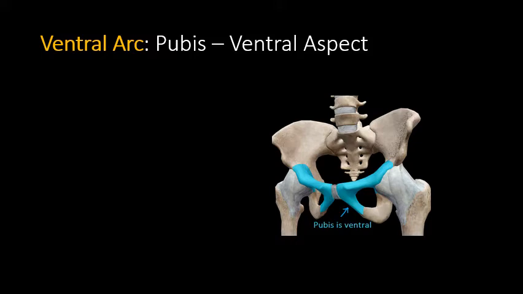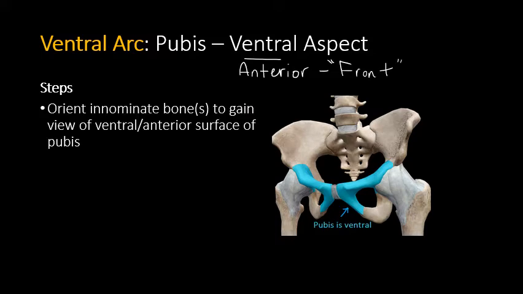And the ventral aspect, and again, ventral, it's also another word for anterior, or in common language, front. So we're looking at the front of the pelvic girdle. We're looking at the front here of the innominate bone. So the steps, okay? So some of the things that we want to do, and again, come back to this if you want to record those steps. I'm going to move through it fairly quickly.